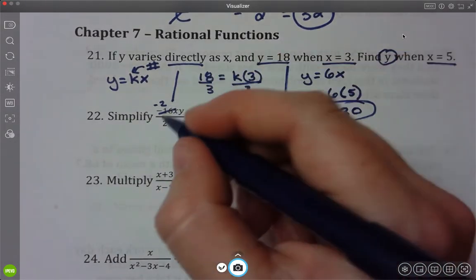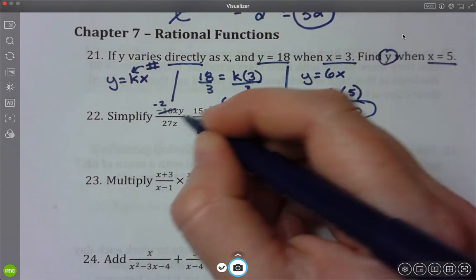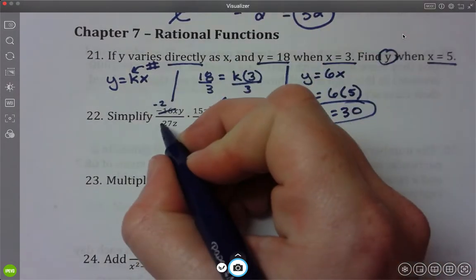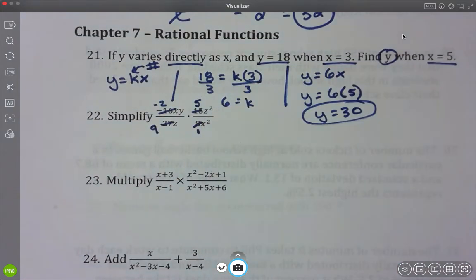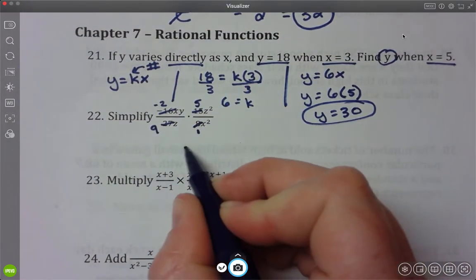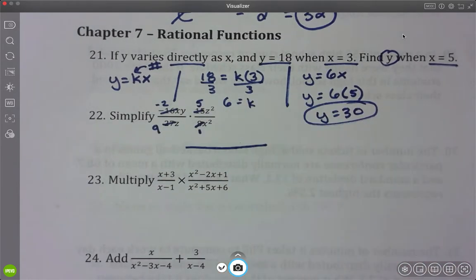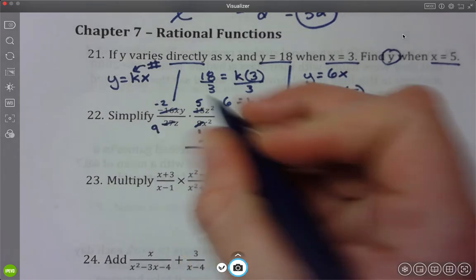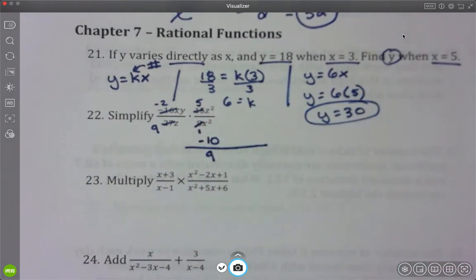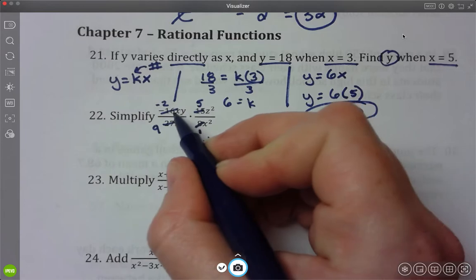And then I have 27 and 15. Both of those are divisible by 3. 27 divided by 3 is 9. 15 divided by 3 is 5. Okay, so now I'm going to do this just to make life a little easier because I already have kind of a mess there. Negative 2 times 5 is negative 10, and 9 times 1 is 9.